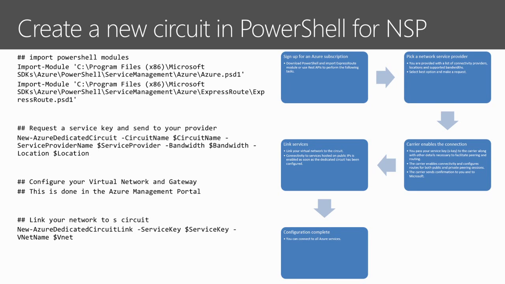So here's a nice block diagram, which we also have in the MSDN documentation. You're signing up for an Azure subscription, picking your network service provider, linking the services together, and then the network service provider will enable the connection for you. And then you link the services together, and then you're complete there.